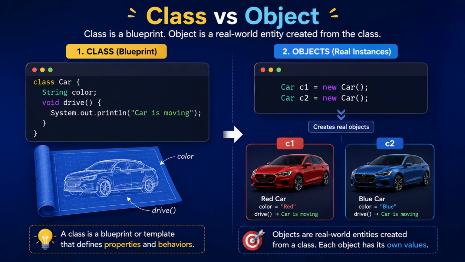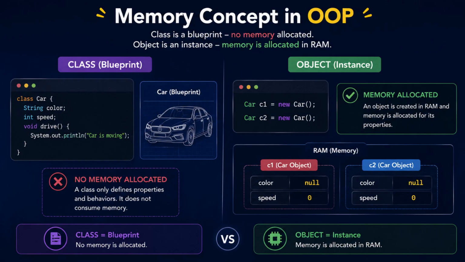Let's look at the example code. We define a class called Car with a property color and a method drive. Then we create two objects, c1 and c2. Now observe carefully. Even though both are created from the same class, they can behave differently. We assign c1 red and c2 blue. This shows that objects share structure but have independent data. This is a concept many beginners overlook.